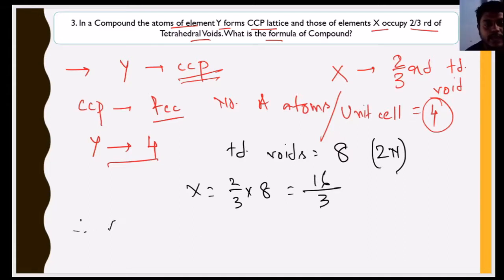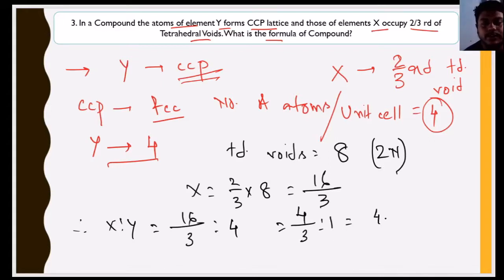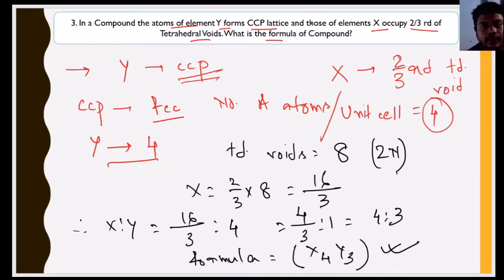So X is to Y, what is it? 16/3 is to 4, so it will become 4/3 is to 1, so it will become 4/3. So we have the formula, which is X4Y3. So this is the formula of our compound. I hope you understand the concept.